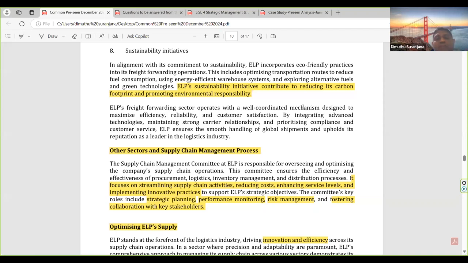ELP's freight forwarding sector operates a well-thought-out mechanism designed to maximize efficiency, reliability, and customer satisfaction. By integrating advanced technologies, maintaining strong carrier relationships, and prioritizing compliance and customer service, ELP ensures the smooth handling of global shipments and upholds its reputation as a leader in the logistics industry.